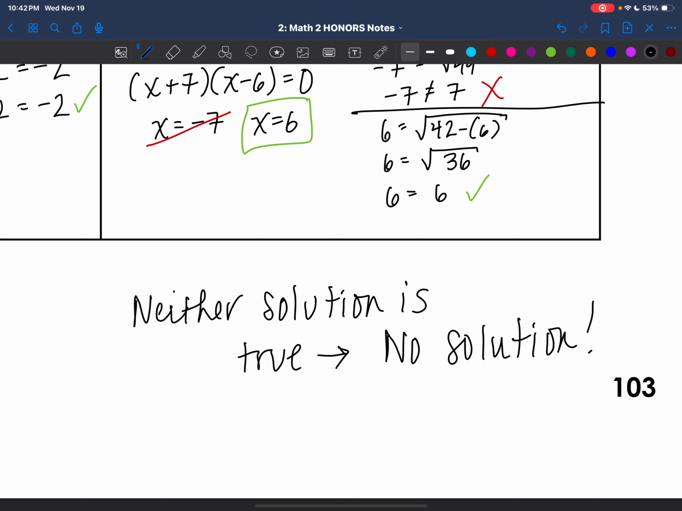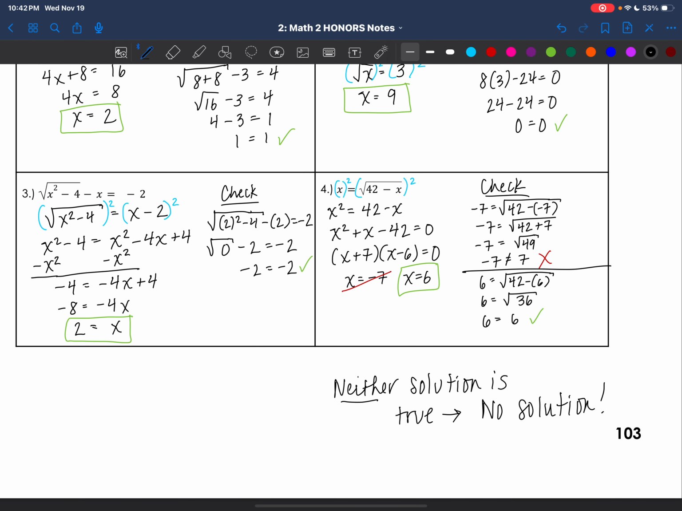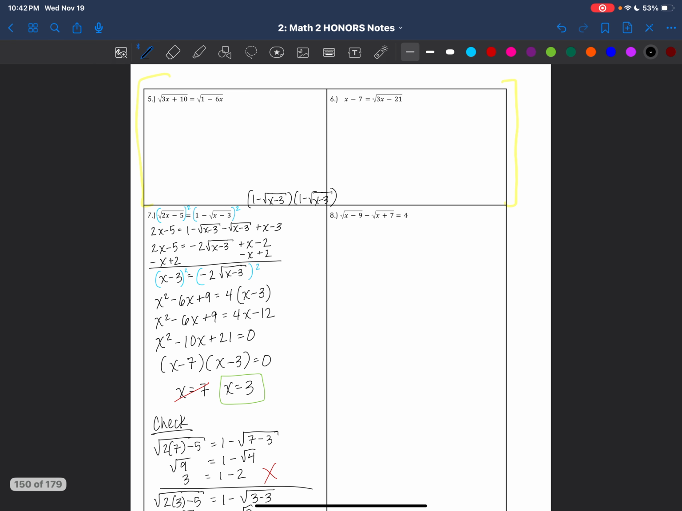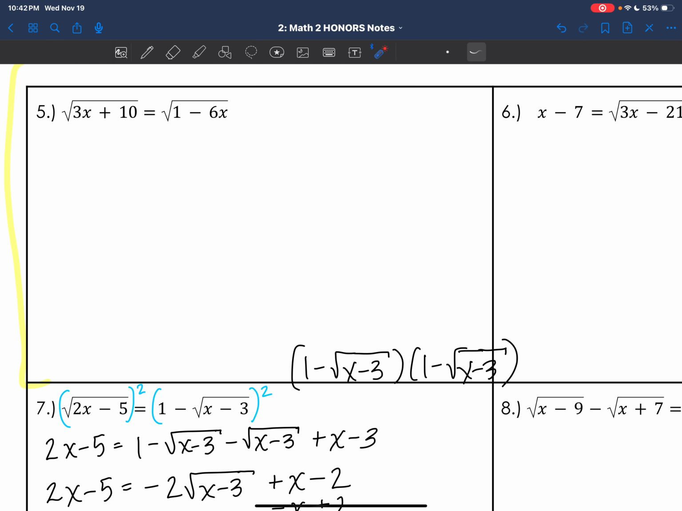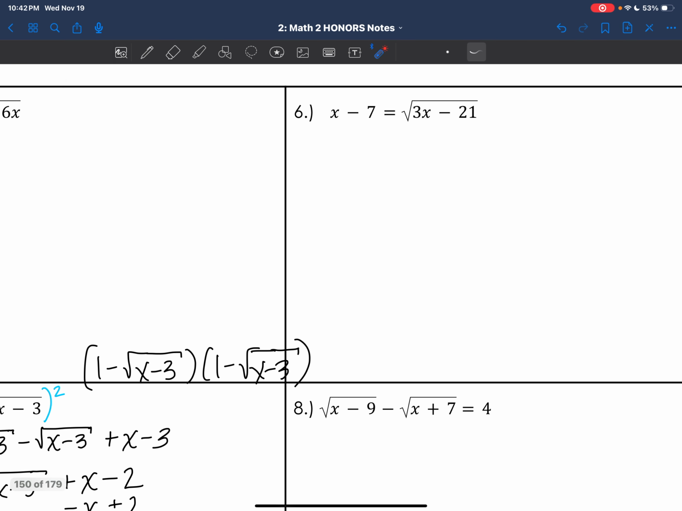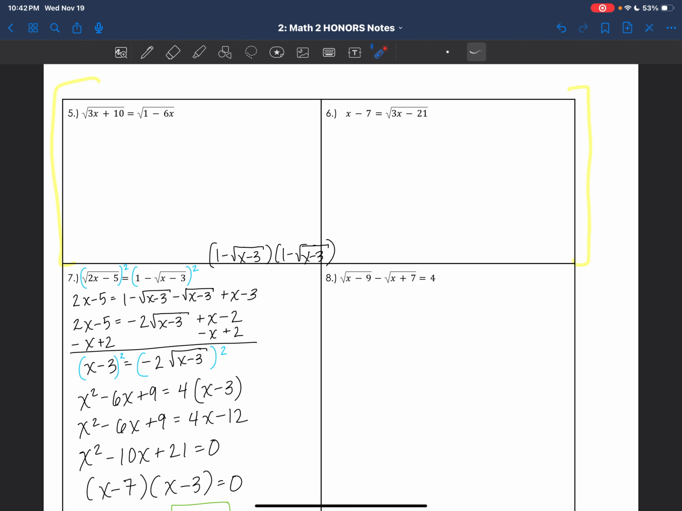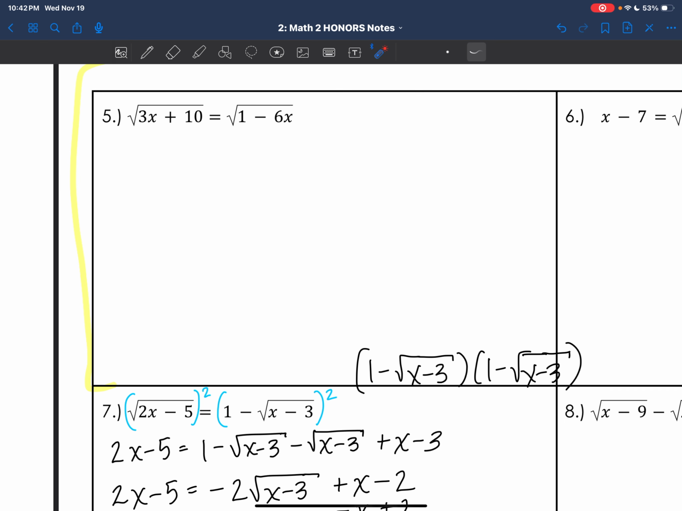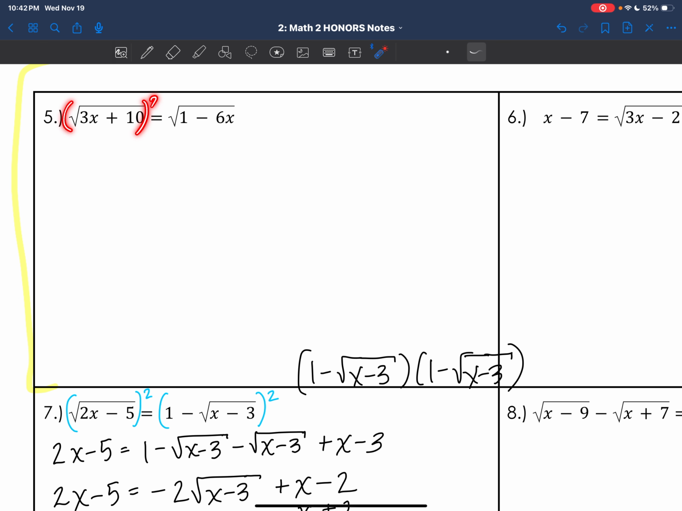All right, so just be careful when you're doing this. Don't just say, oh yeah, one answer works, or one doesn't work, so the other one must work. You need to check both answers. All right, so now let's go here. I'm going to have you try this one, and I'm going to have you try this one to see how you do, but the hint, this one's actually pretty easy. You just square both sides, and that's going to be easier.